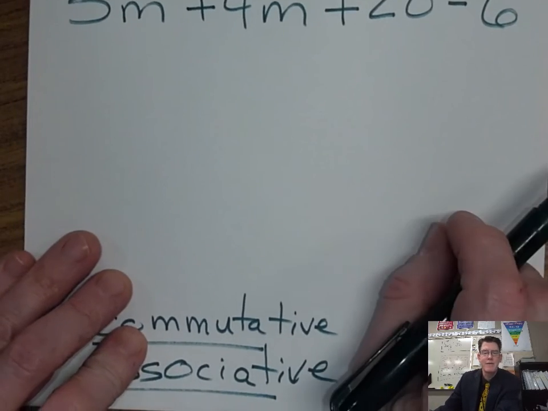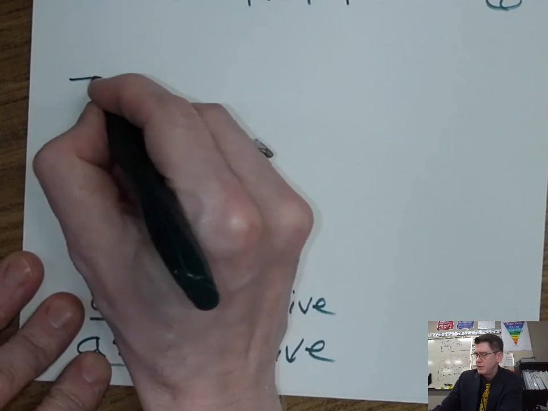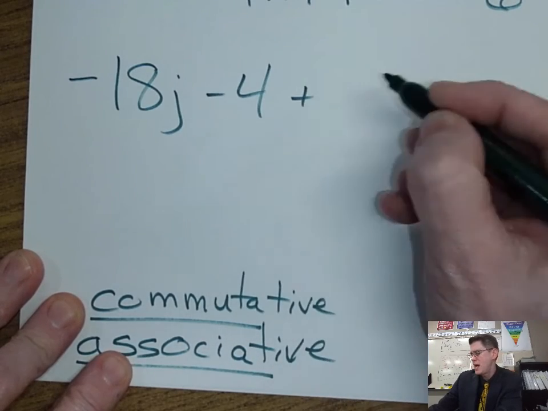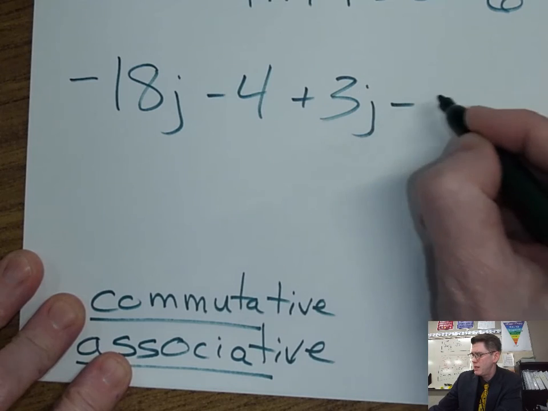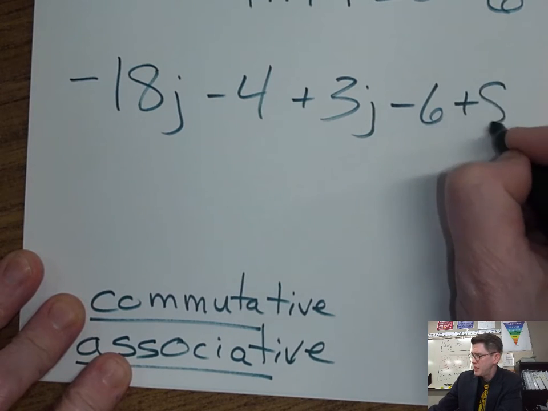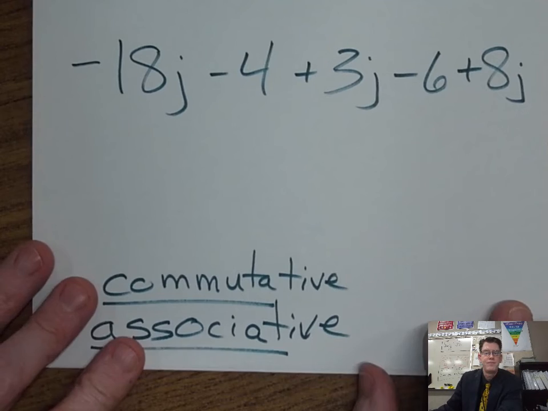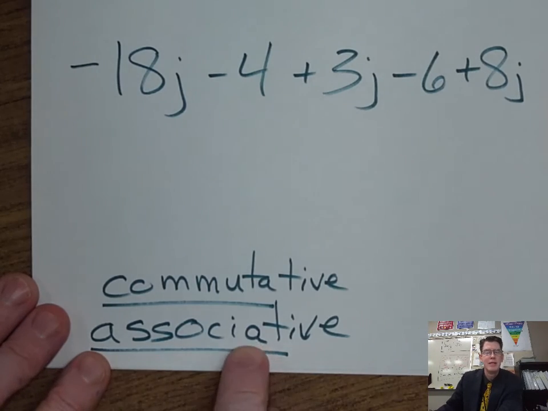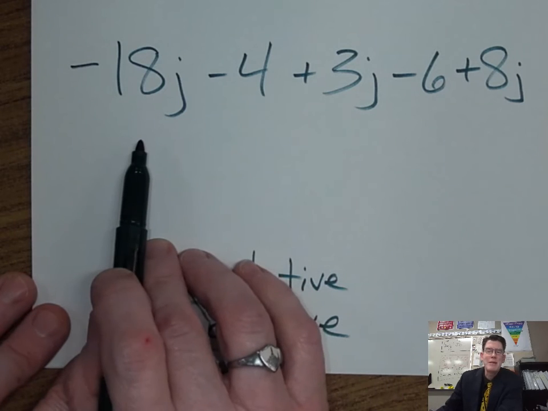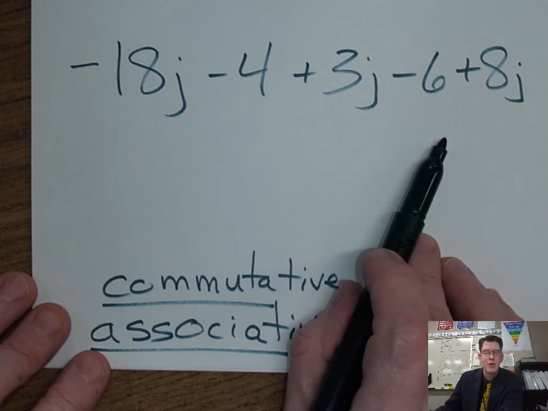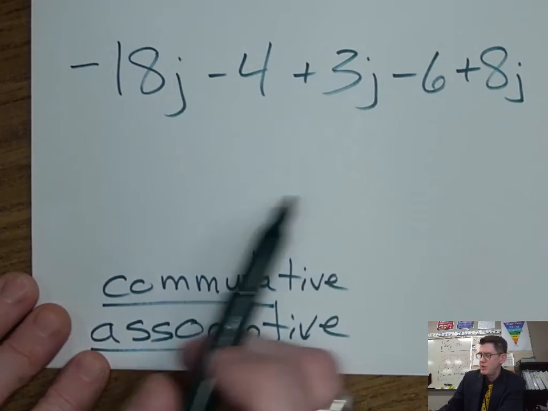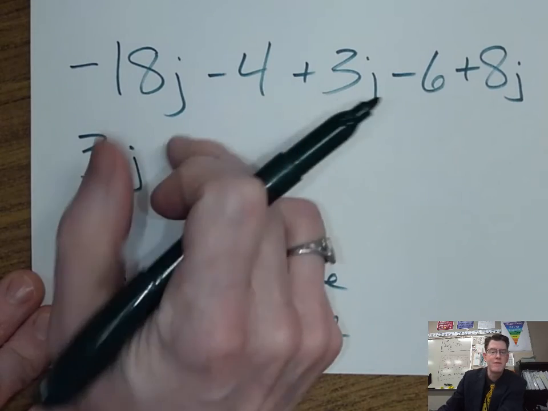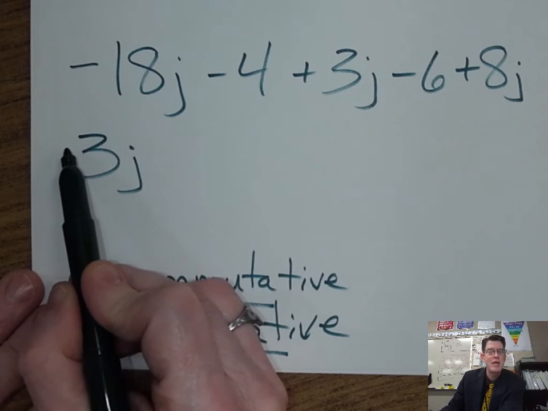You can do that. Let's say you've got, I don't know, negative 18j minus 4 plus 3j minus 6 plus 8j. Well, you can commute the numbers, you can move them around, you can have them associate with different numbers, and you'll see math teachers like to write the variables first. So let's see, I'm going to move this 3j. Watch what I'm going to do here. I'm going to move this 3j out in front. I'm going to commute it to the front. Now, I could write a positive 3 there.